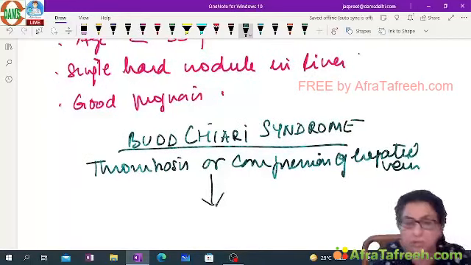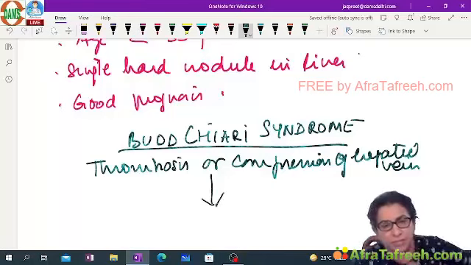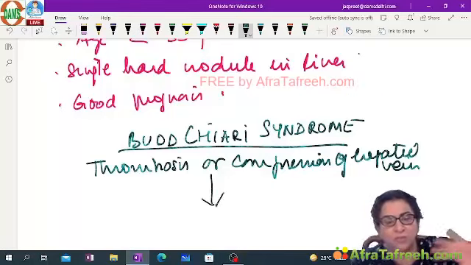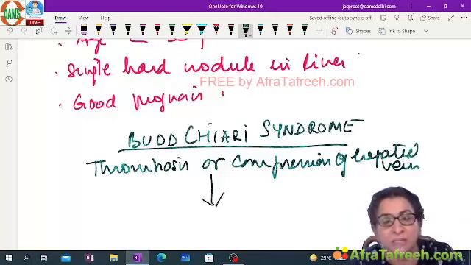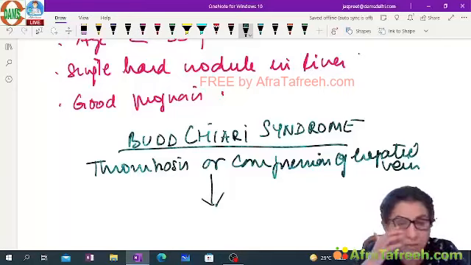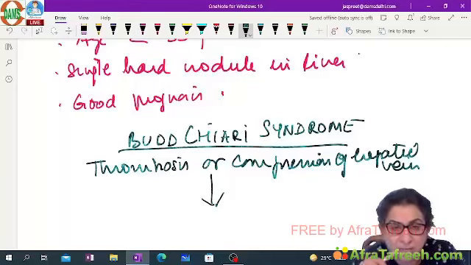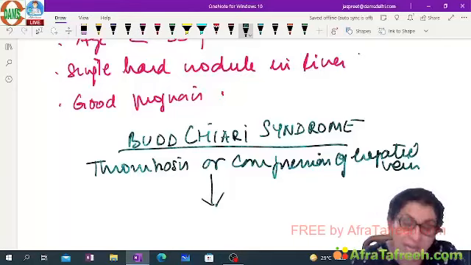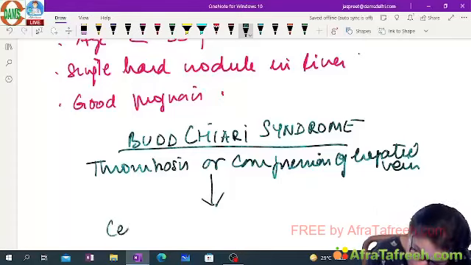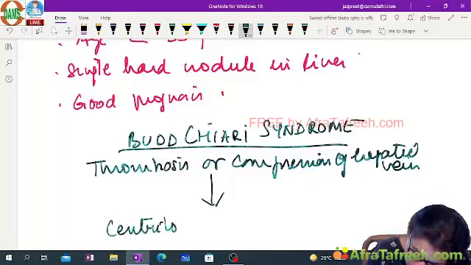So what will this lead to? If hepatic vein is thrombosed or compressed, from the liver, venous blood cannot drain out of the liver. So venous blood will accumulate in the liver. Okay. So now when venous blood accumulates in the liver, around the central vein, there will be congestion and necrosis of hepatocytes. So this leads to centrilobular congestion.